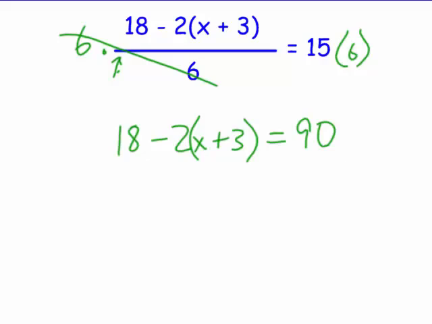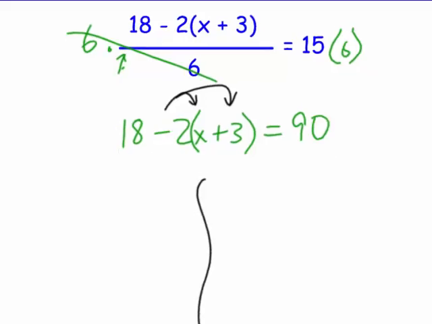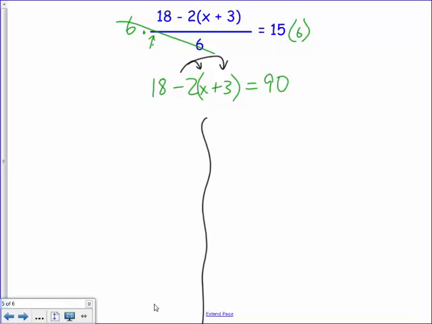All right, there are two ways to do this next step. One way is I could distribute this negative 2. That's totally fine. Let's actually do it both ways. Over here, in red, I'm going to distribute that negative 2. So I'd still have my 18, and then I would take this negative 2 and distribute it to the x and the 3. So negative 2 times x is negative 2x, and negative 2 times 3 is negative 6, and that's still equal to 90. Okay, so that's one way to do it.